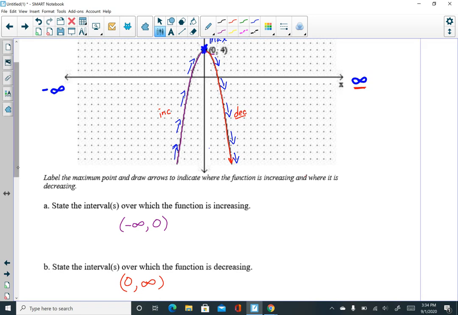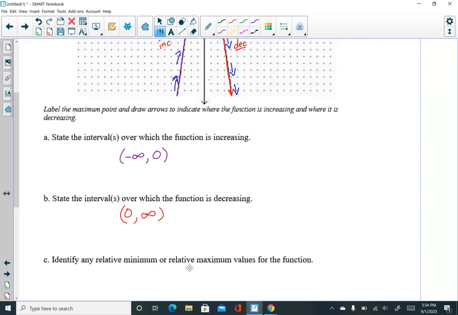Okay. Letter C wants us to identify any relative maxes or mins, and we've said, okay, well, we got a tippy top point up there, so that's a relative max. So I have a relative max at (0, 4). That's not interval notation. I'm just going to put here, this is an ordered pair. Okay, that's actually identifying that point on the graph.